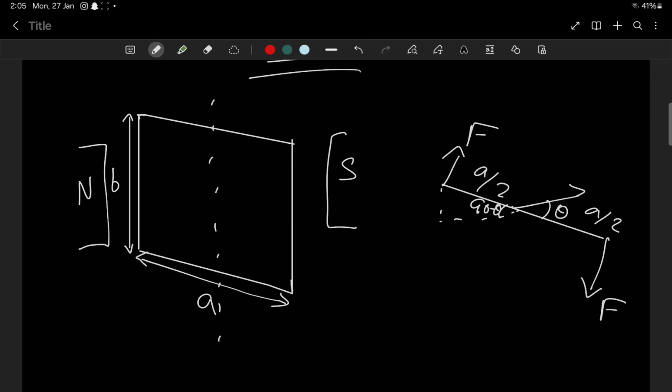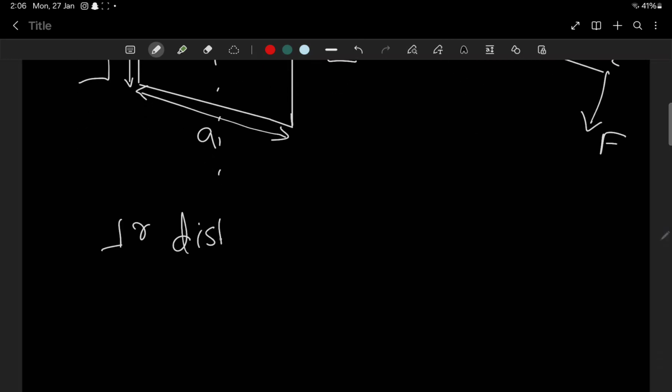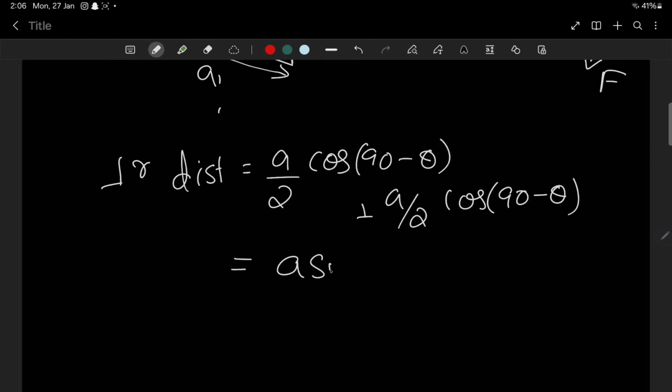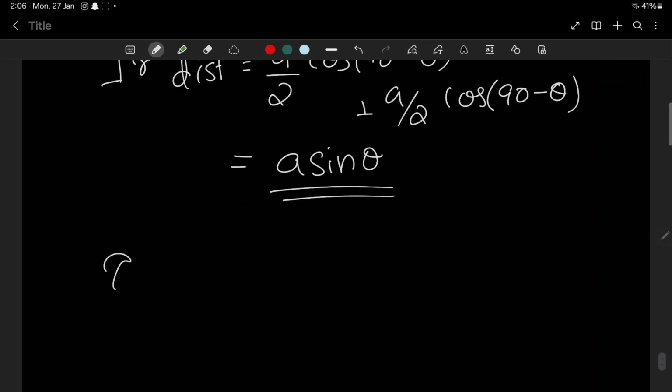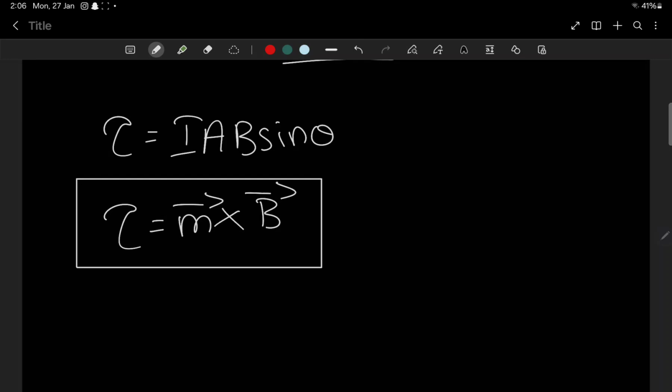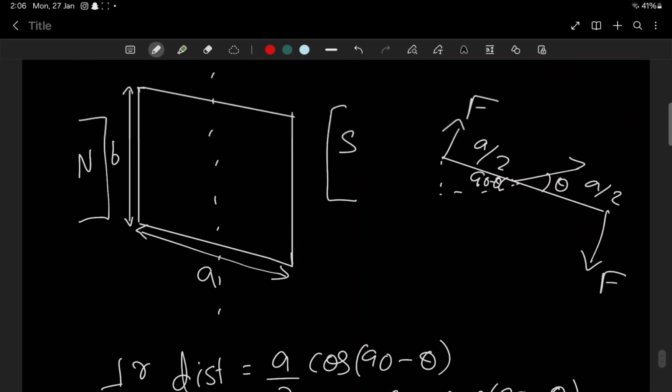So what happens here? The perpendicular distance is A by 2 cos (90 minus theta) plus A by 2 cos (90 minus theta), so we get it totally as A sin theta. Now therefore tau equals IAB sin theta, that is tau equals M cross B. Okay, write it down. This thing is important.